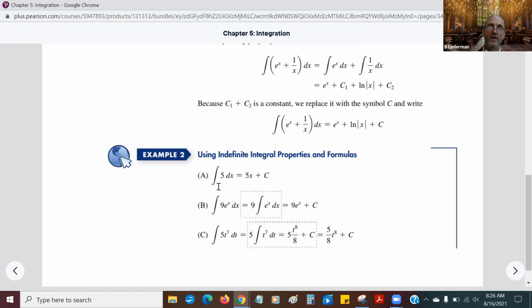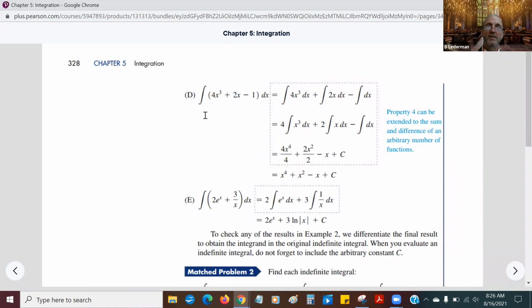Anyway, the integral of 5 is just 5x plus c. The integral of 9 e to the x is 9 times the integral of e to the x, which is 9 e to the x plus c. The integral of 5 t to the 7: I pull out the 5. The integral of t to the 7 is t to the 8th divided by 8. These are all the rules that we've seen. And now my final answer is just 5/8 t to the 8th plus c. These are basically the power rule. This is the e to the x rule. These are the power rules, and it's all good.